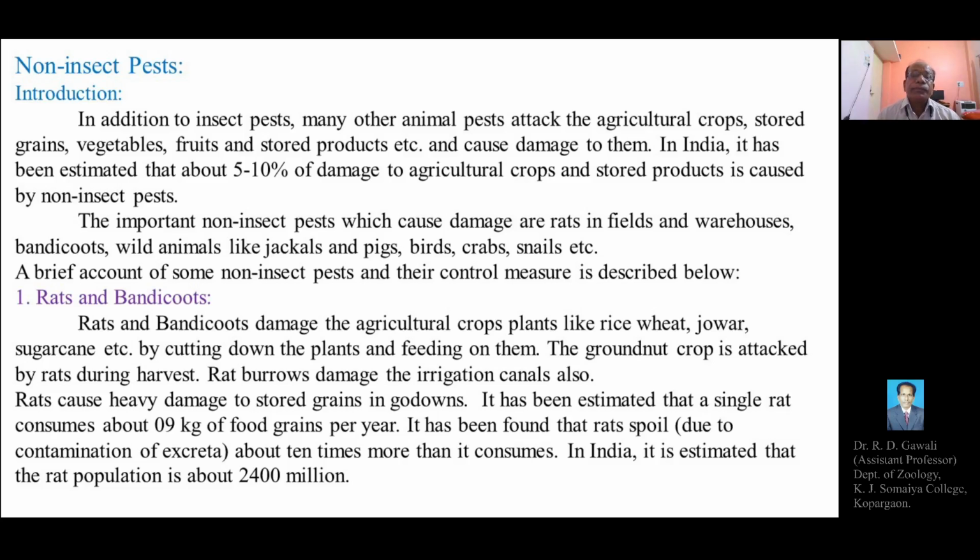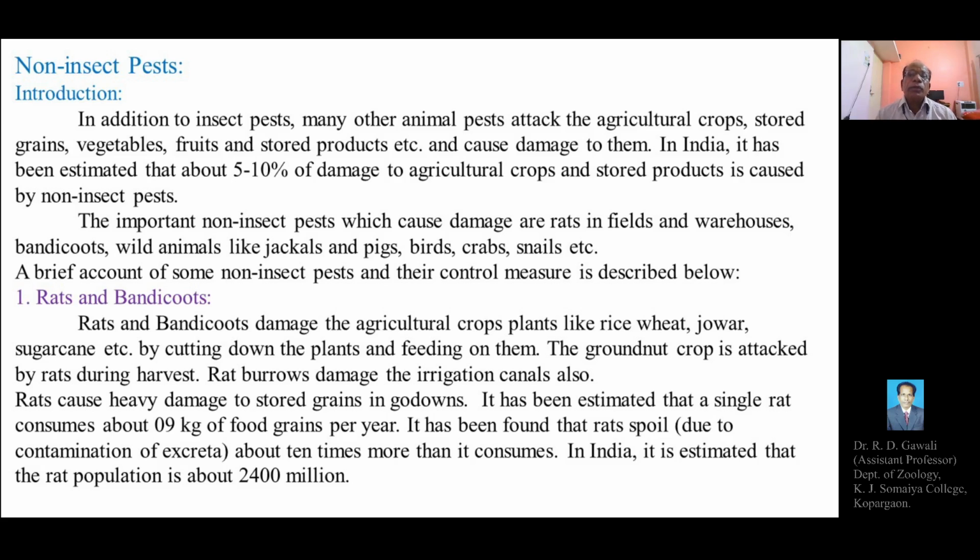Hello students, last time we completed the different types of insect pests, which include crop pests, stored grain pests, veterinary pests, etc. So today we will explain the non-insect pests.